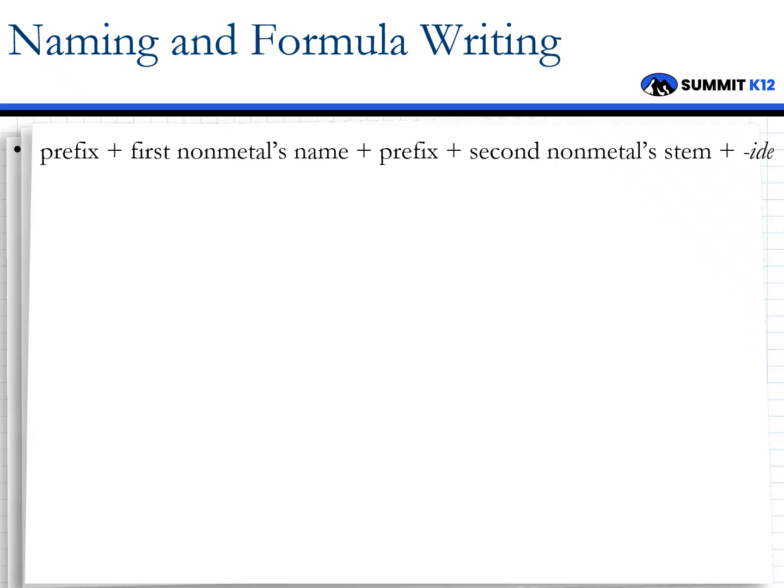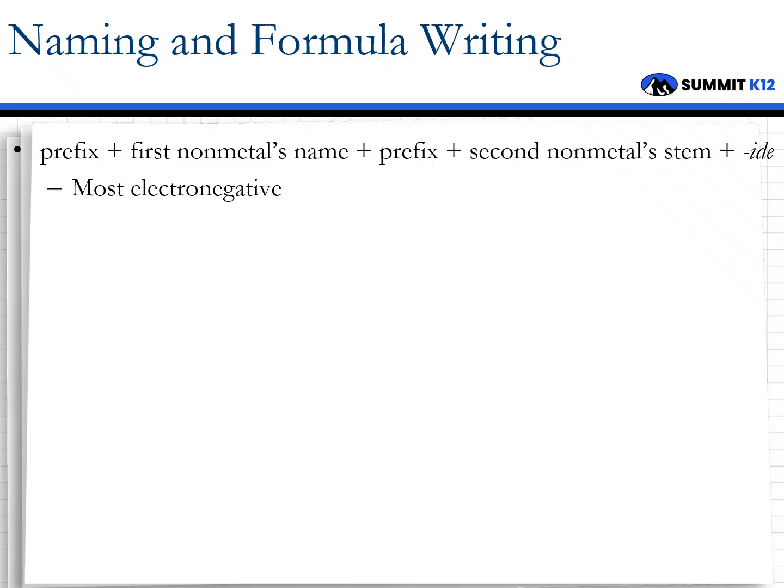Binary molecular compounds are covalent compounds that consist of two non-metallic elements. Binary molecular compounds are named using the following pattern. The prefix that indicates the number of the first element plus the non-metal name, then the prefix of the number of the second element plus the second non-metal name plus IDE, just like when naming ionic compounds.